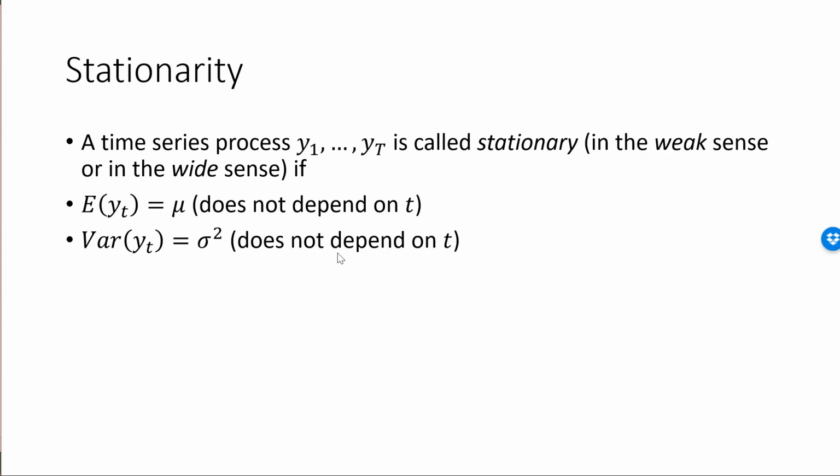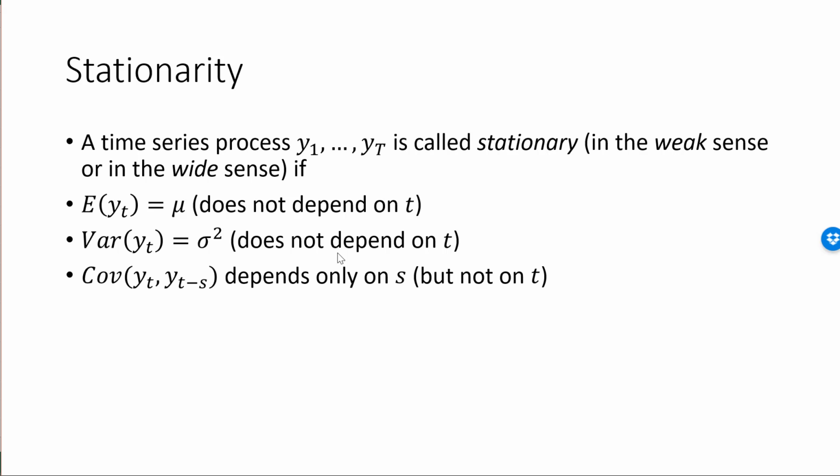The third and the final condition of stationarity is the hardest one to grasp. It says that the covariance between yt and yt minus s depends only on s but not on t. To simplify this, first think of s as being equal to 1. Then it says the covariance of yt and yt minus 1. That's the covariance between the observation in this period and the period right before.